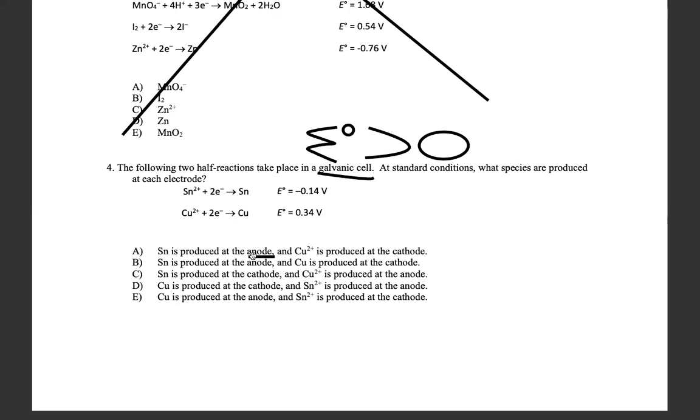But the anode is going to be where your oxidation occurs, and your cathode is going to be where reduction occurs. So now we need to discover which one is the oxidation and the reduction occurring at. Any ideas?